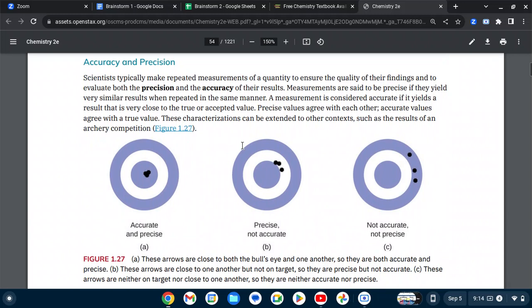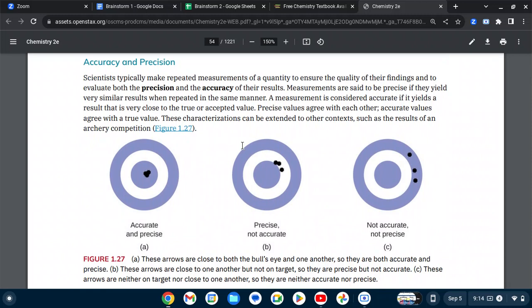Accuracy and precision. Scientists typically make repeated measurements of a quantity to ensure the quality of their findings and to evaluate both the precision and the accuracy of their results. Measurements are said to be precise if they yield very similar results when repeated in the same manner. A measurement is considered accurate if it yields a result that is very close to the true or accepted value.